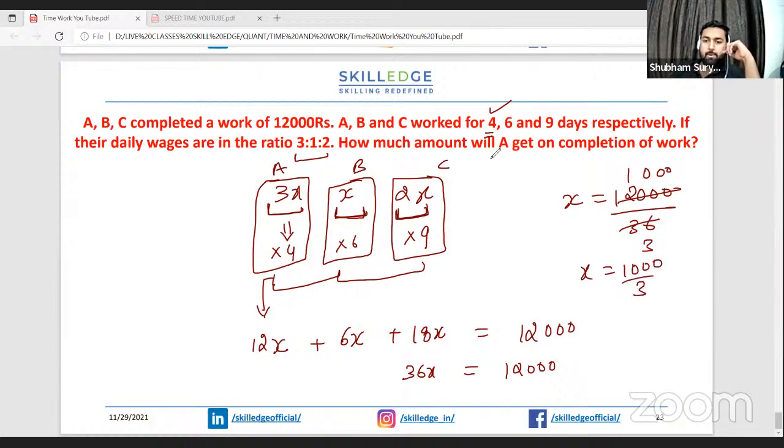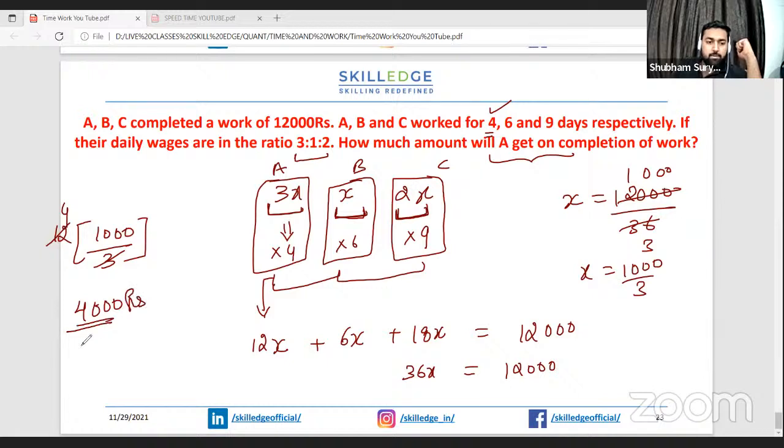Now, how much amount will A get on completion of the work? The person A gets how much amount? 12 into x. X is 1,000 by 3. So 12 into 1,000 by 3. 3 4s are 12. 4 into 1,000 is going to be 4,000. Okay. So this much amount the person A should get out of 12,000 rupees, guys.